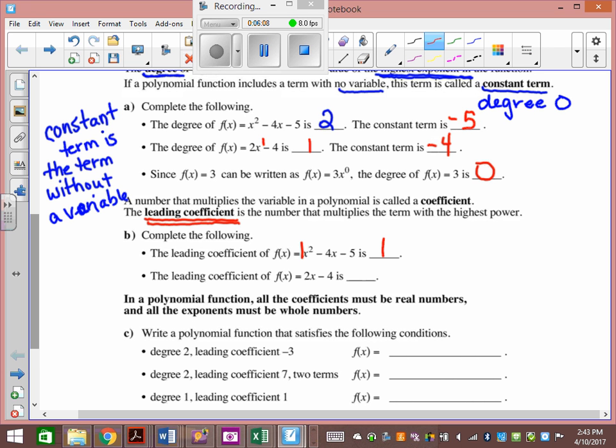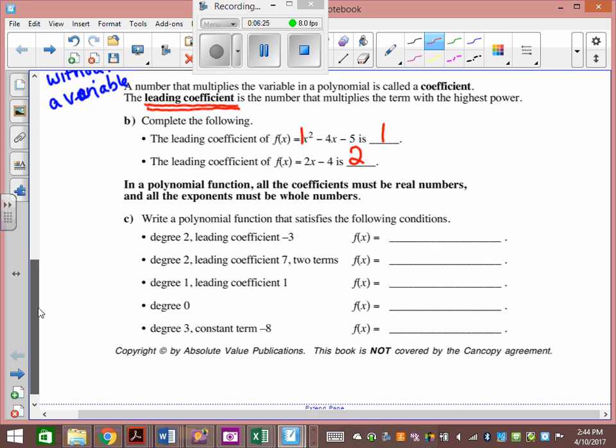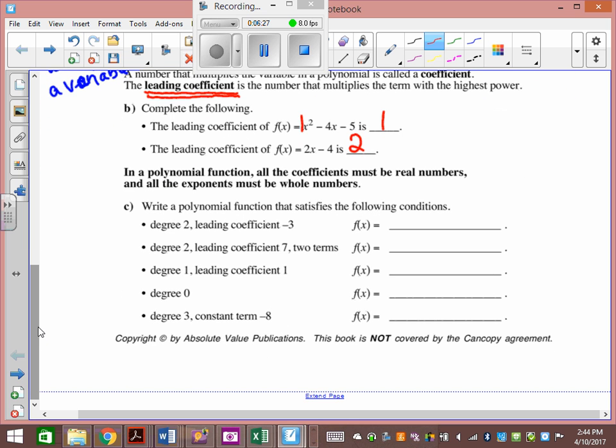which is not good. The leading coefficient of f of x equals 2x minus 4 is what? 2. What degree is this? 1. What is the constant? Negative 4. In a polynomial function, all the coefficients must be real numbers, and all the exponents must be whole numbers.